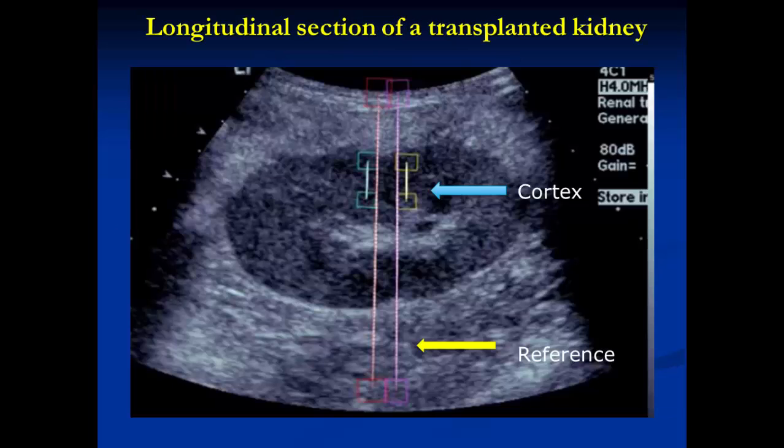The image is a longitudinal section of a transplant kidney. The region of interest is the cortex, which is 10 millimeters axial distance from the kidney capsule to the kidney collecting system. And the reference tissue is a 10 centimeters axial distance between the anterior abdominal wall and the pelvic muscles. You see both lines because we measured twice, the reference strain and the cortical strain.